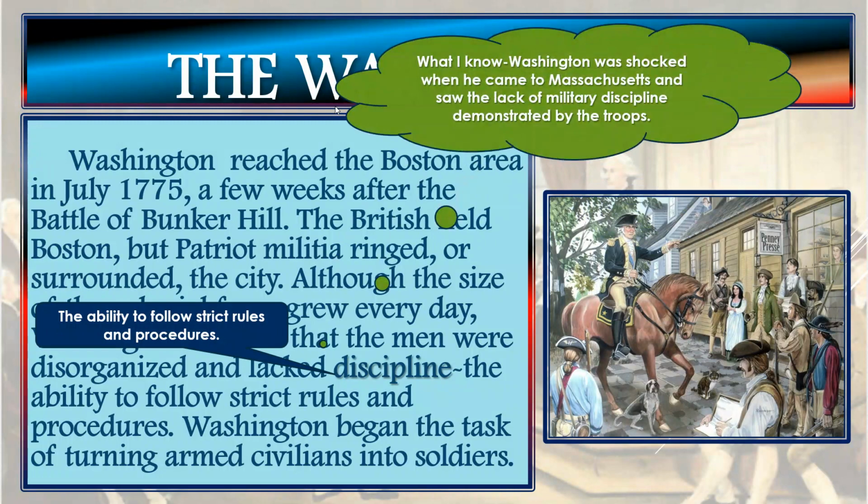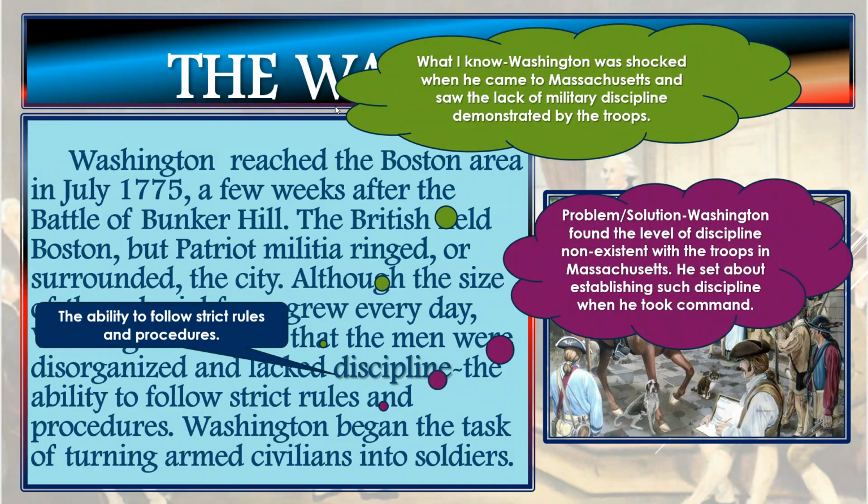What I know: Washington was shocked when he came to Massachusetts and saw the lack of military discipline demonstrated by the troops. Washington found the level of discipline non-existent in Massachusetts, so he set about establishing discipline when he took command. So immediately he does this. He attempts to do what he did in Virginia with their militia and make them into a fighting force, which he was successful at doing in Virginia, even though our textbook doesn't tell us about that.